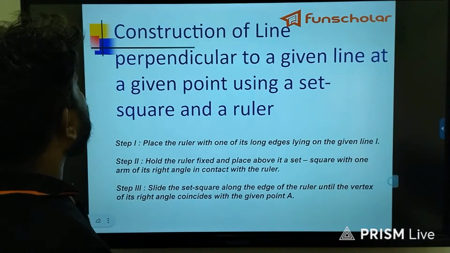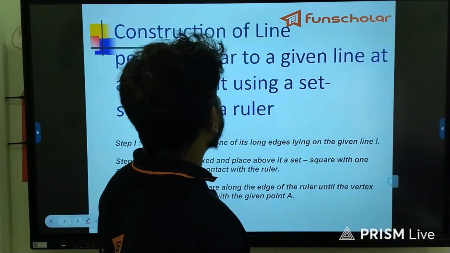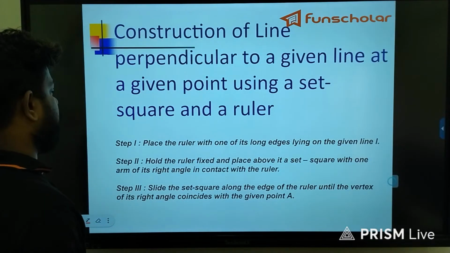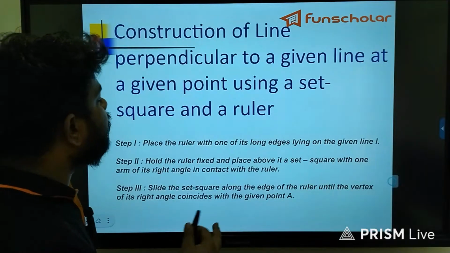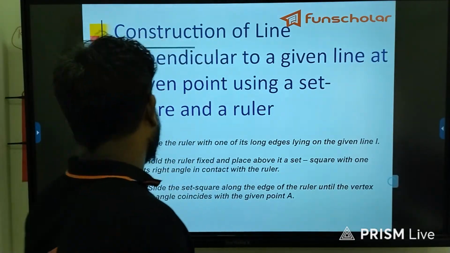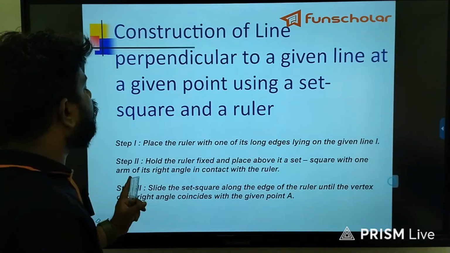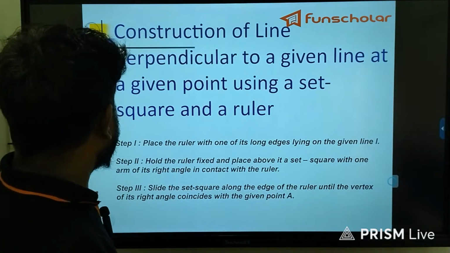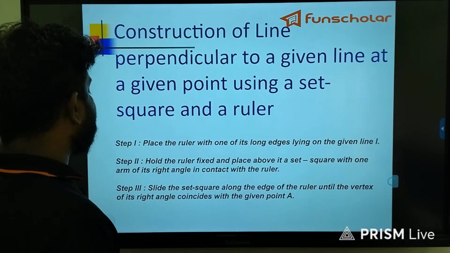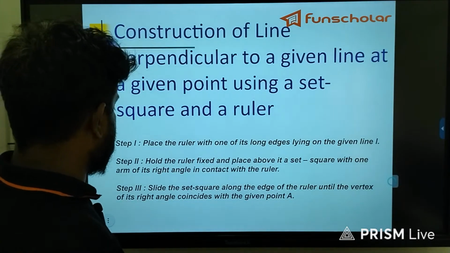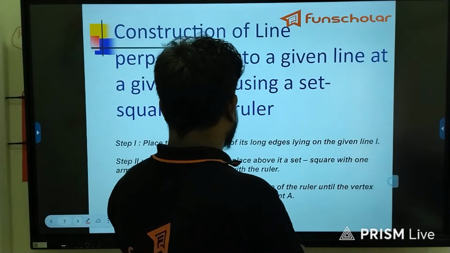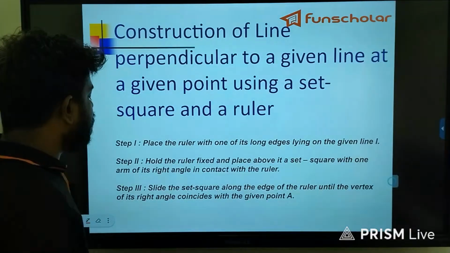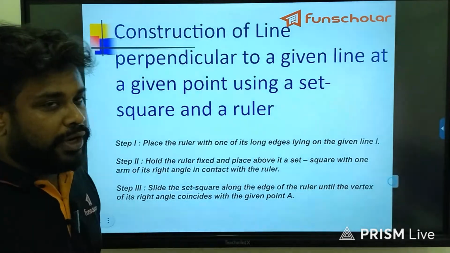The next one, construction of a line perpendicular to a given line at a given point using a set square and a ruler. Step 1, place the ruler with one of its long edges lying on the given line L. Step 2, hold the ruler fixed and place above it a set square with one arm of the right angle in contact with the ruler. And step 3, slide the set square along the edge of the ruler until the vertex of its right angle coincides with the given point.